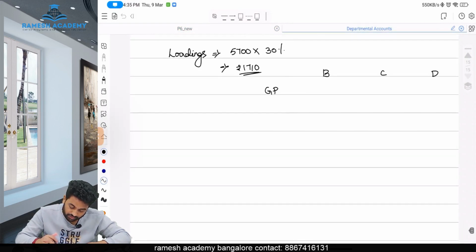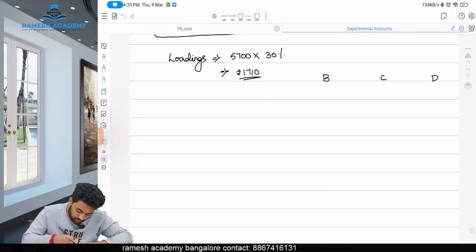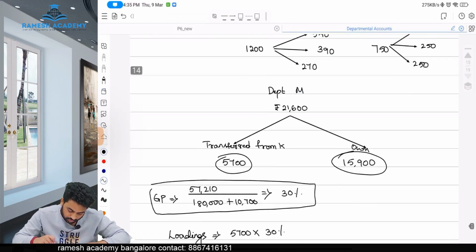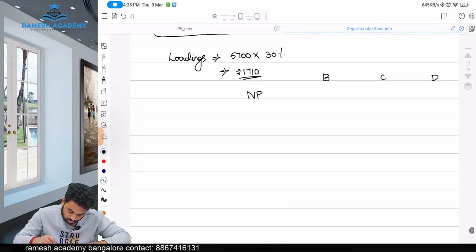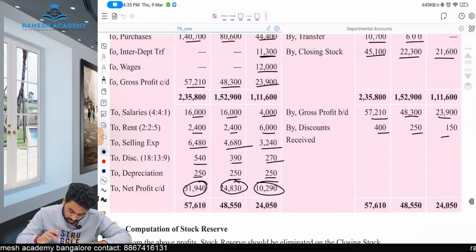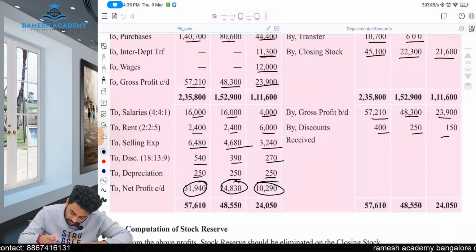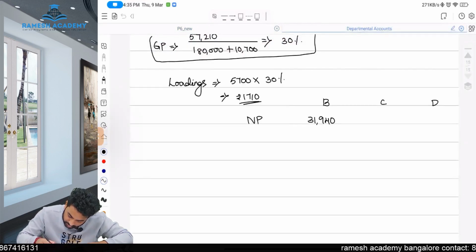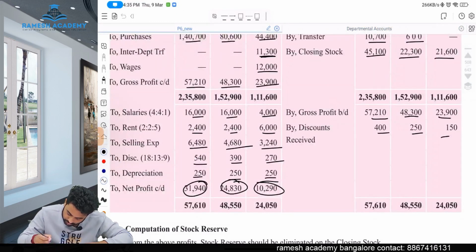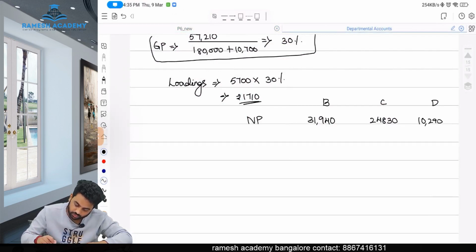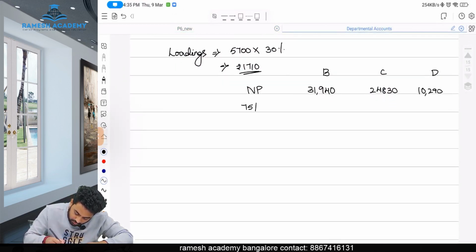They are telling profit, which means not gross profit, net profit it is. Okay, net profit done by these departments. So how much is the net profits? 31,940. This guy's department is 24,830. And this guy's department is 10,290. Okay. 75% of profit.